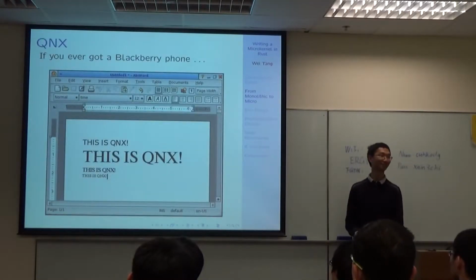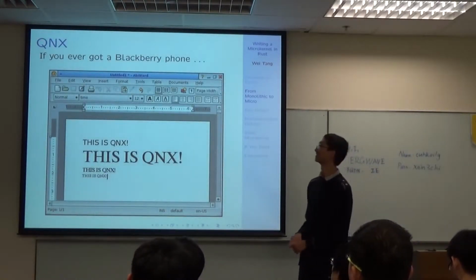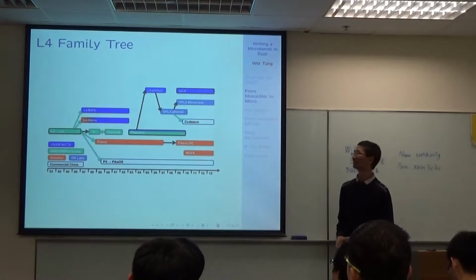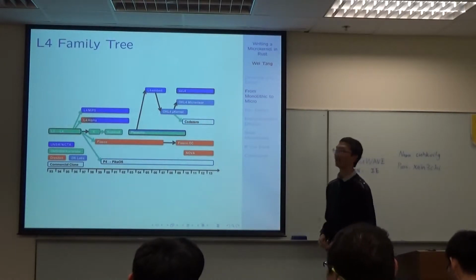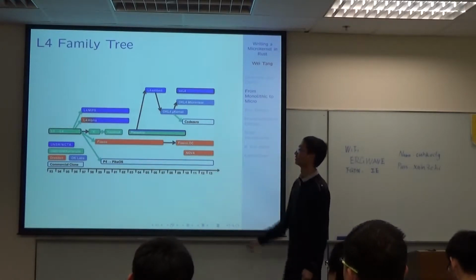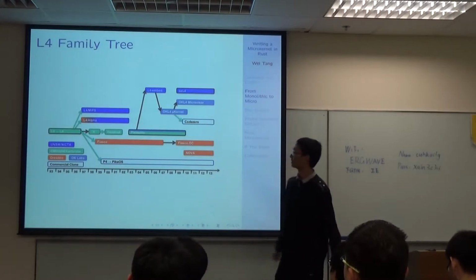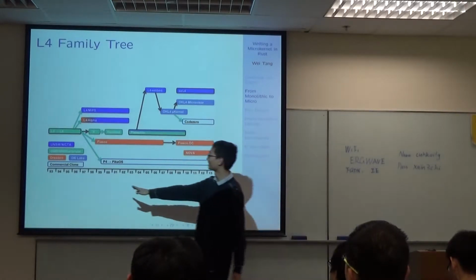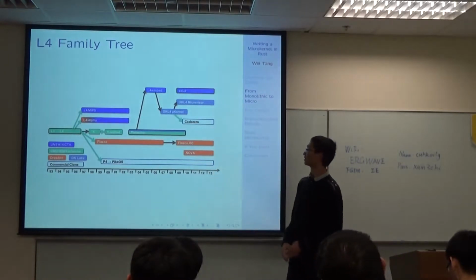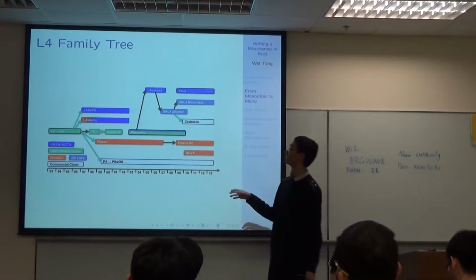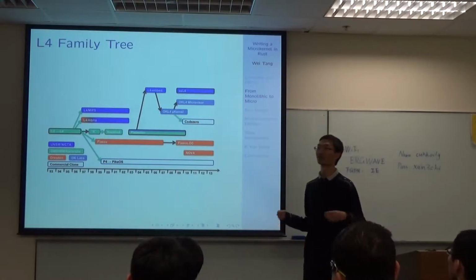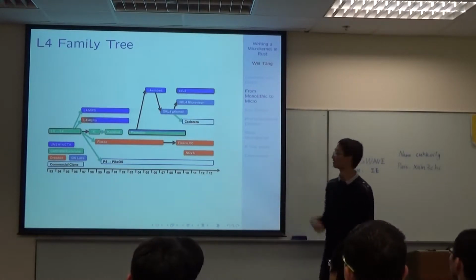So, and if you ever get a BlackBerry phone, there is QNX. That is actually a microkernel. But I mean, the researchers at that time were working on something called L3, and then it ultimately became L4. So you can say that in the 1990s and the 2000s, a lot of the L4 family microkernels were developed. They share some similar API and some similar design choices.